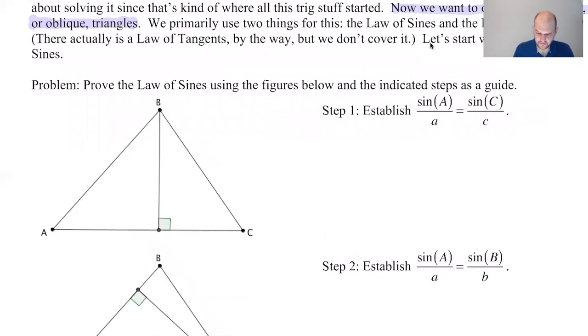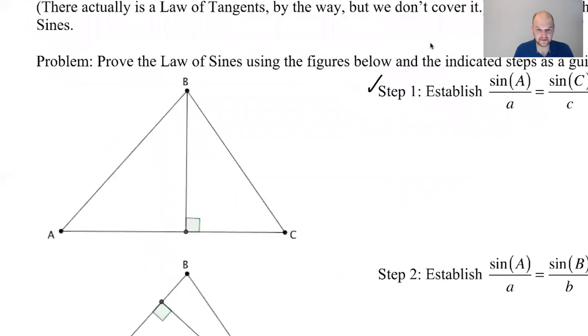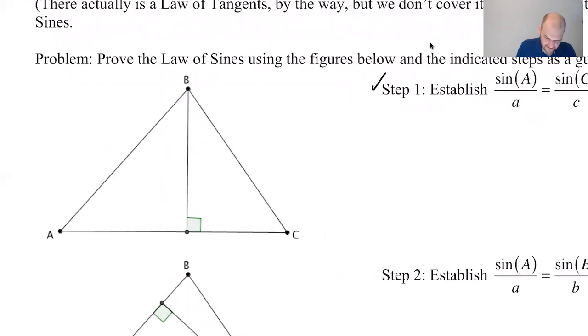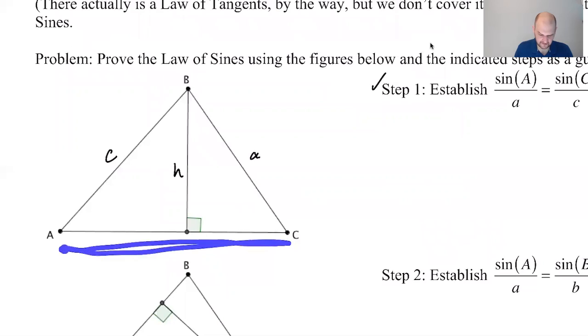So step one, we want to establish sine of A over A equals sine of C over C. And we have this triangle here. So what I'm going to do is label this thing as H. The reason I did that is that now I can talk about this thing. So here, this is C because it's opposite angle C. This will be A because it's opposite angle A. And then B would be down here, but I don't think I'm going to need that for this. So I'm not going to do that. So let's focus first on angle A.